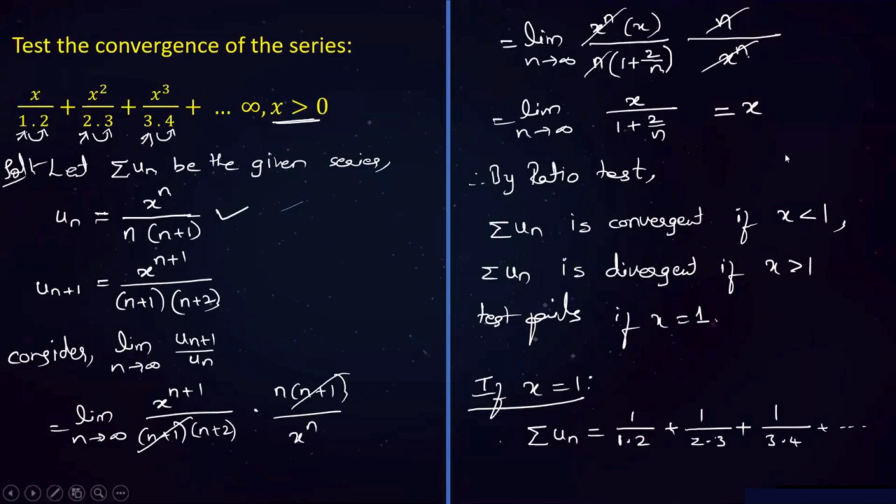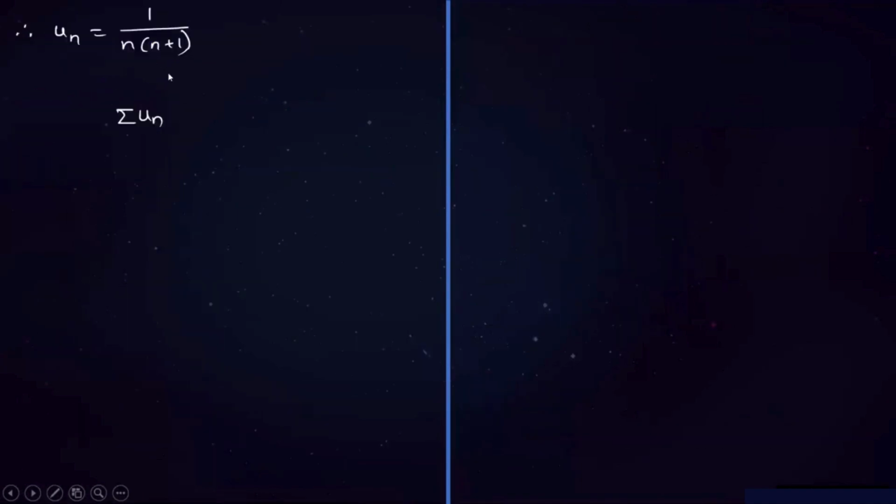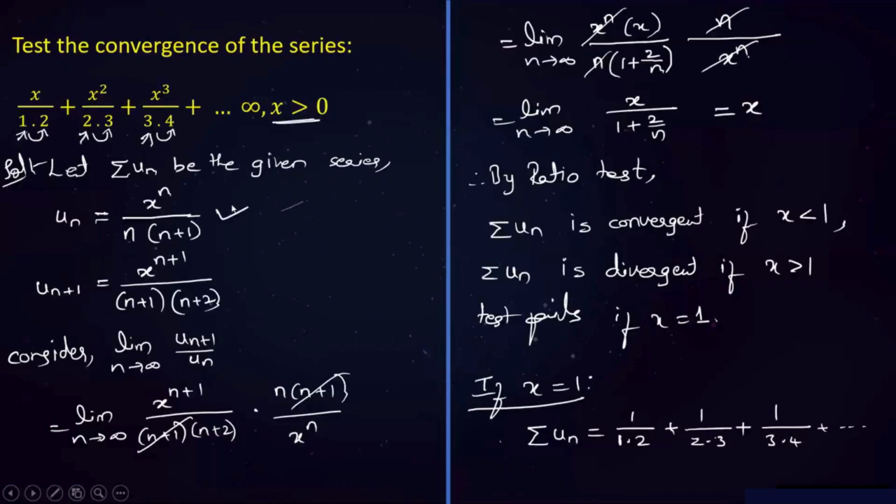Right? Now, for this series, summation un, we need to again test the convergence. Summation un is summation 1 by n into n plus 1 only. But for this series, you should not continue with the ratio test again, because you have already tried it. We got the limit as simply x, and that x you have taken as 1 now. So even if you proceed with the ratio test again, you will get the limit as 1 only. When the limit is 1 again, the test fails. So the ratio test is not the correct choice here, and we need to think of some other alternative.